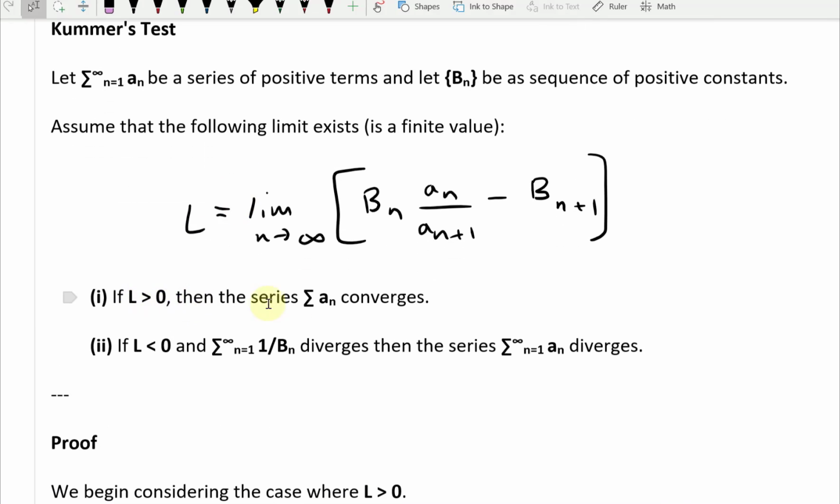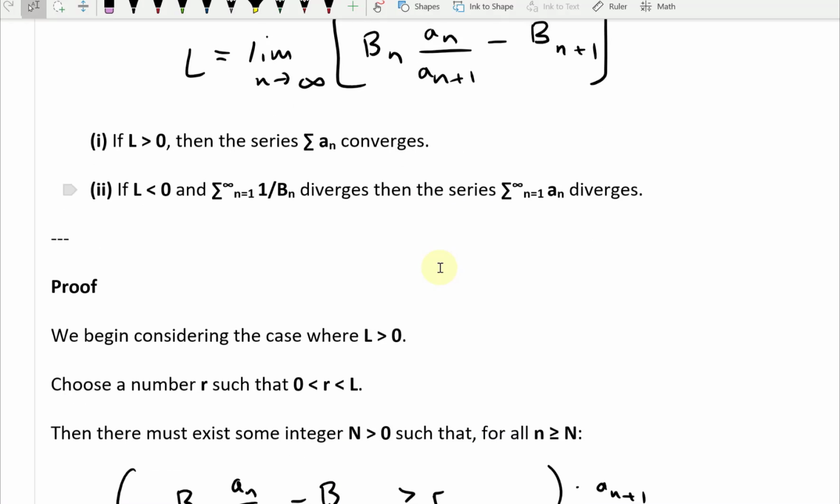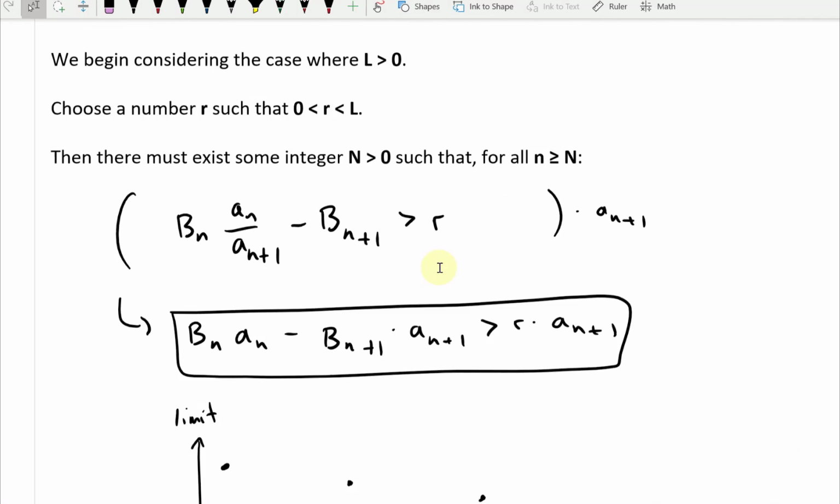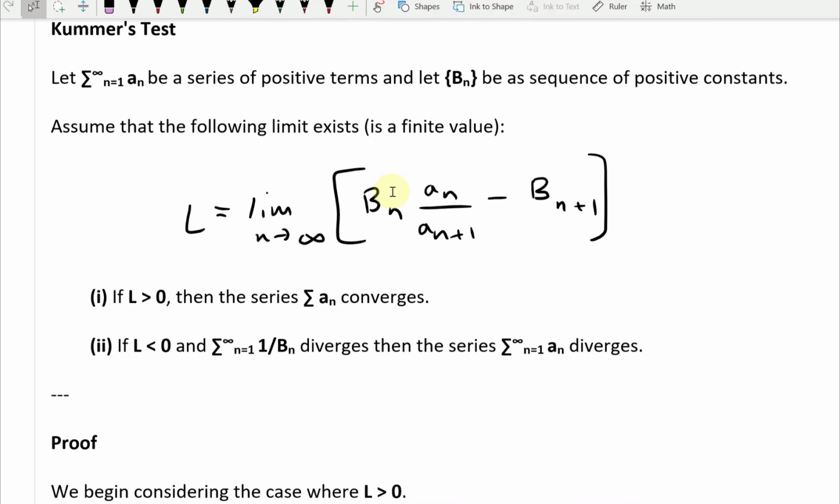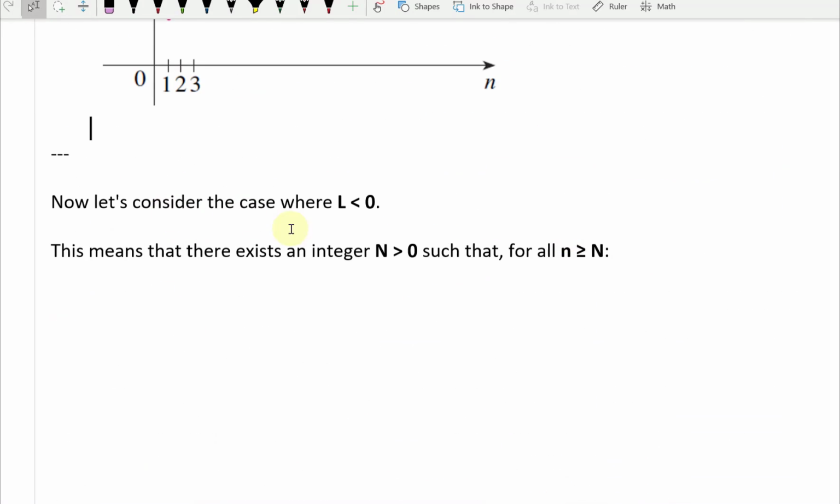If L is greater than 0, we show that it converges. Now the second case: if L is less than 0, and the series of 1 divided by b sub n diverges, then the series diverges. Let's look at this and prove that case. Again, there is our limit, b_n a_n over a_{n+1} minus b_{n+1}. Now let's consider the case where capital L is less than 0.